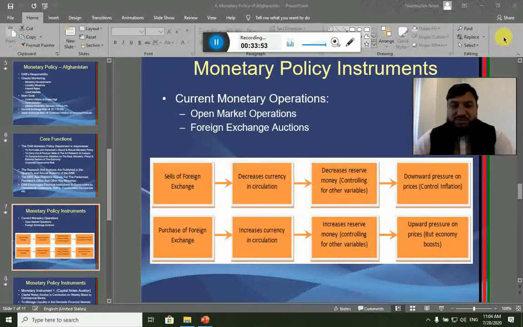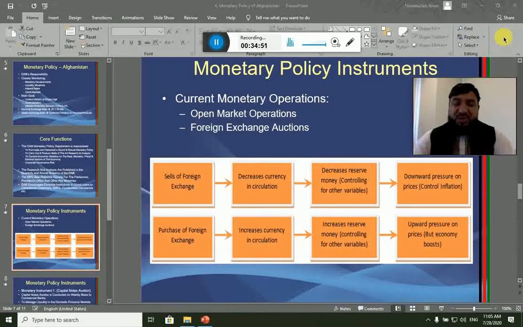The central bank sells the foreign currency, foreign exchange, which decreases the currency in circulation. Definitely, when they sell the international currency, it is sold against Afghani. So Afghani comes into the central bank and the foreign currency goes out from the central bank. By this, the national currency in circulation decreases, and this decreases reserve money as well, which creates a downward pressure on the prices.